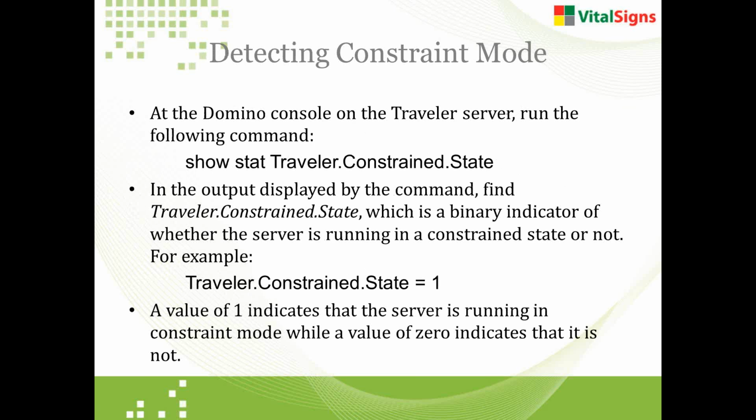You can find out whether you're in constraint mode or not by going to the Traveler server and executing the command showstat Traveler.Constraint.State. And that will either return 1 or 0, 1 meaning that it is in a constrained state and 0 meaning that it is not. Because it is a numeric stat value, I believe you can set up a DDM alert for this.